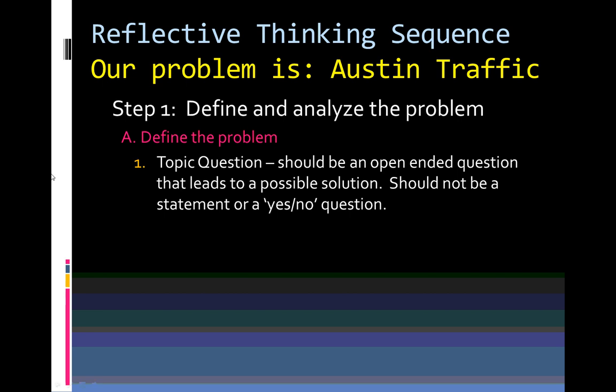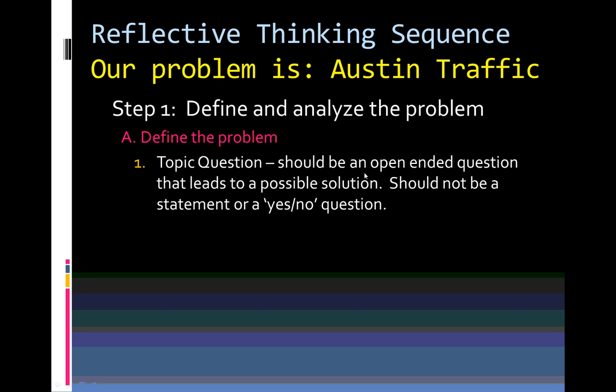The first part is coming up with a topic question. So right now you have a topic that you've been assigned to. It might be e-waste, might be childhood obesity. We have a topic called Austin traffic. We need to take that topic and put it into a question.